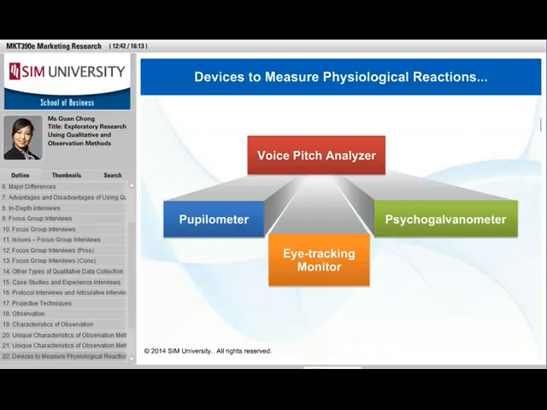There are many devices that can be used to measure physiological reactions. For example, a voice pitch analyzer is a computer system that measures emotional responses by changes in the subject's voice. Pupillometers are mechanical instruments that observe and record changes in the diameter of a subject's pupils. Eye tracking monitors are mechanical devices that observe and record a person's unconscious eye movements. Psychogalvanometers are electronic instruments that measure changes in a subject's involuntary electronic skin resistance, also known as the galvanic skin response, GSR.